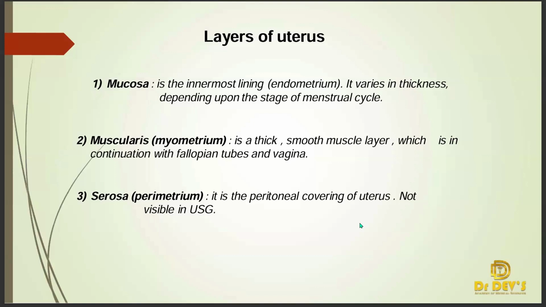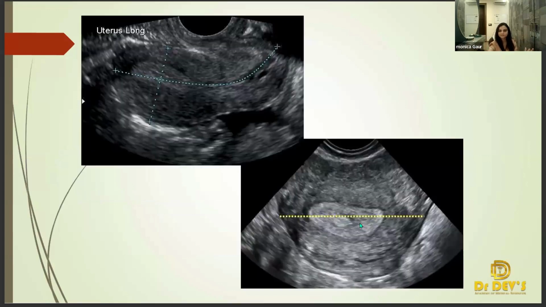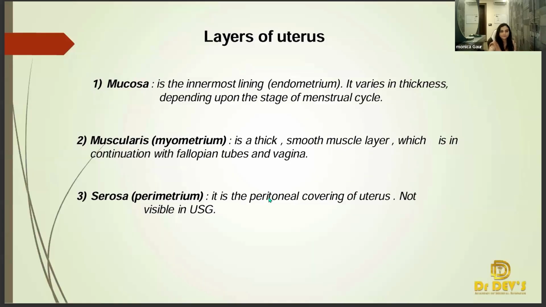Myometrium is a thick, smooth muscle layer which is in continuation with the fallopian tubes and the vagina. Myometrium is the whole mass. This whole mass is myometrium. This is endometrium, the innermost layer.